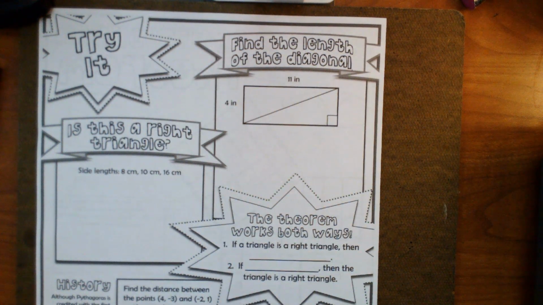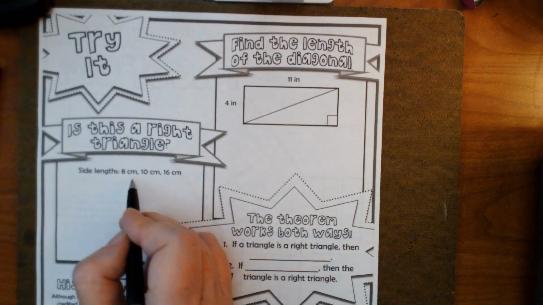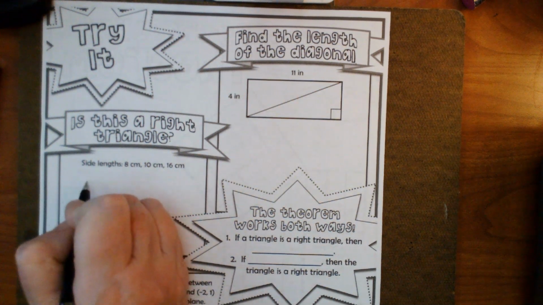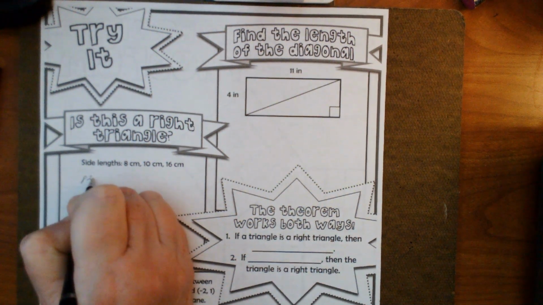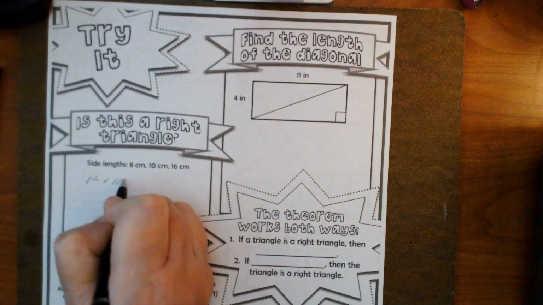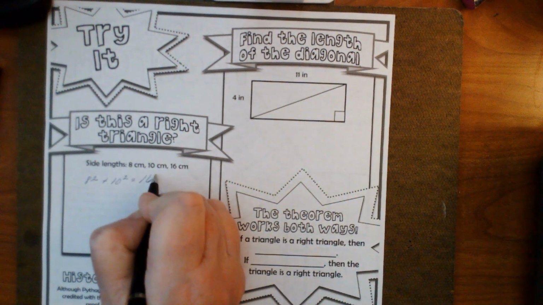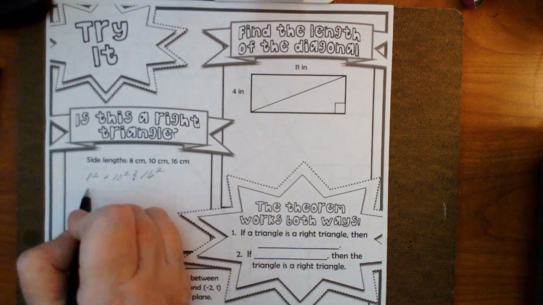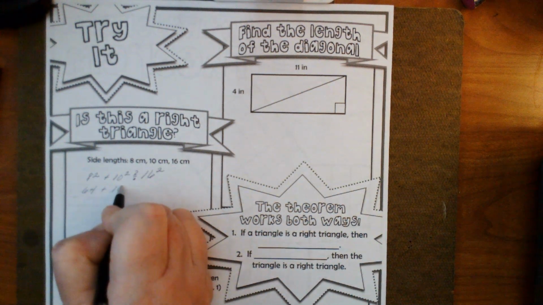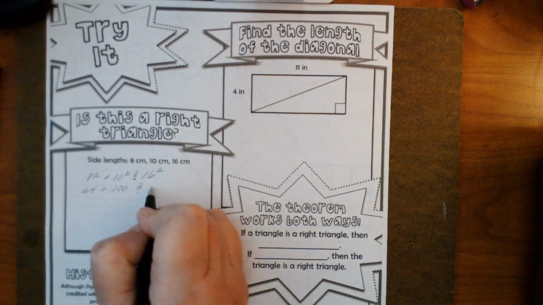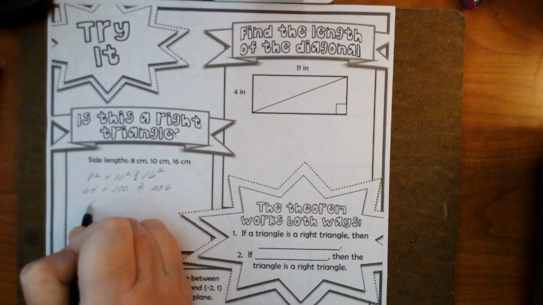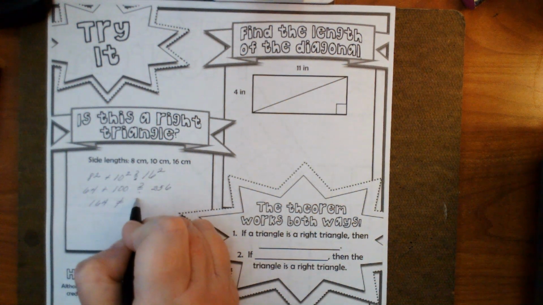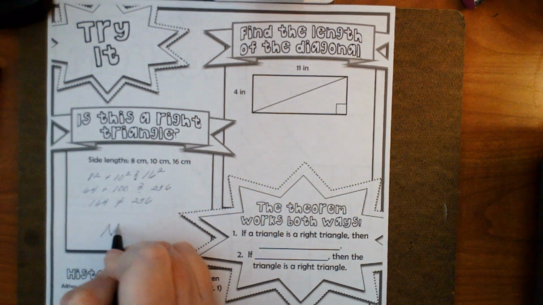Now we're going to try it on this side. Side lengths: 8 centimeters, 10 centimeters, 16 centimeters. So does 8 squared plus 10 squared equal 16 squared? I'm going to put a question mark in the middle because we don't know for sure. So does 64 plus 100 equal 256? 164 does not equal 256. So the answer is no.